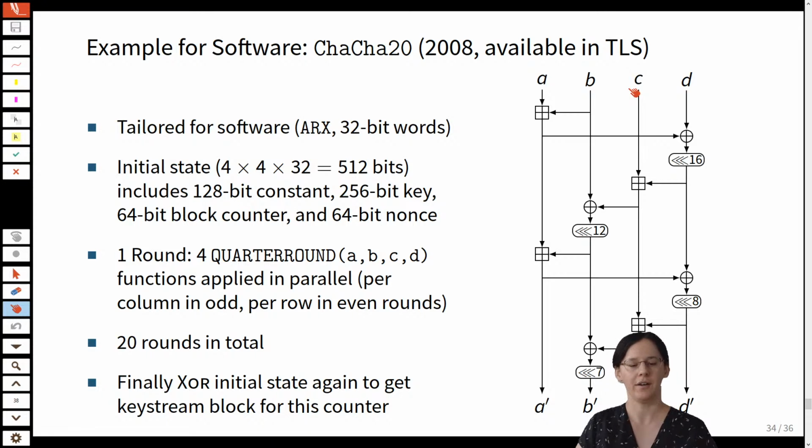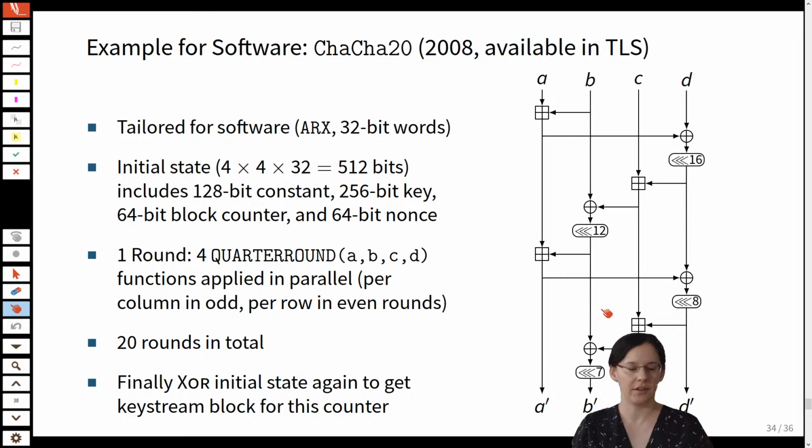So instead of always just doing this in the same order, what you do is you write your 16 words like the AES in a matrix, and in the even rounds, you apply the function to the columns, and in the odd rounds, you apply the same function row-wise. And this way you achieve some diffusion.